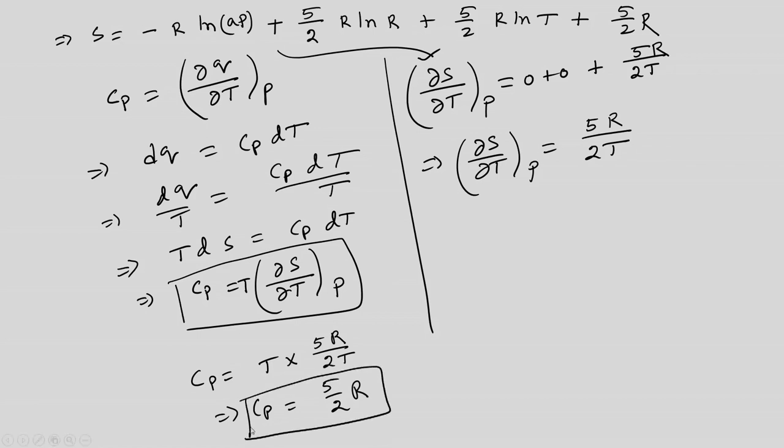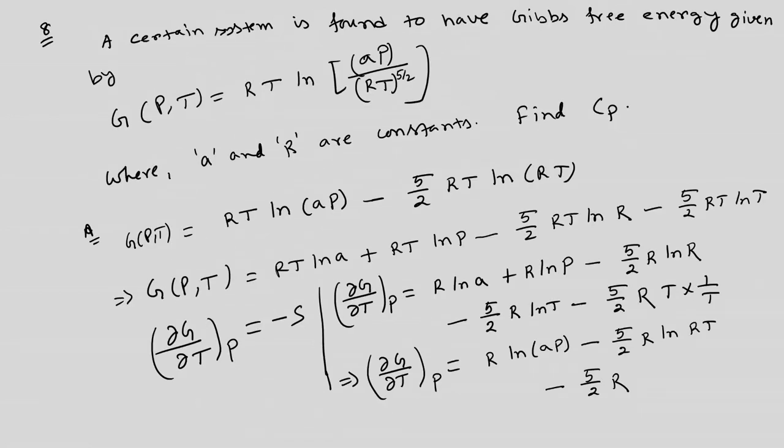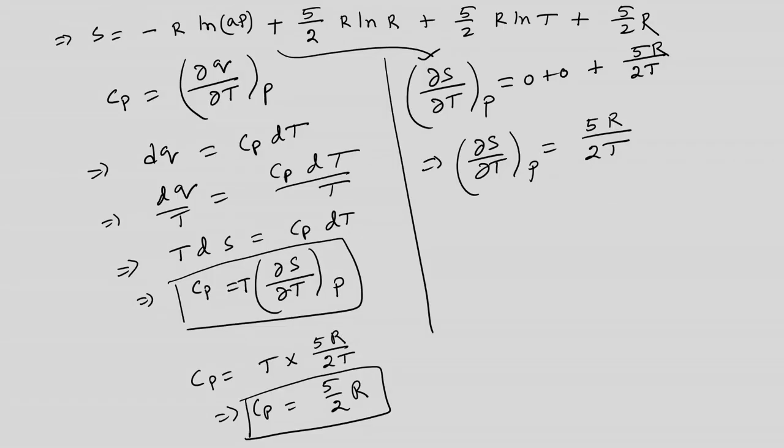So, here what we did, from the expression of G, we first calculated the entropy S by differentiating the expression of G with respect to T at constant pressure, which gives us minus S. Once we get S, then we can calculate Cp from del S by del T at constant pressure.